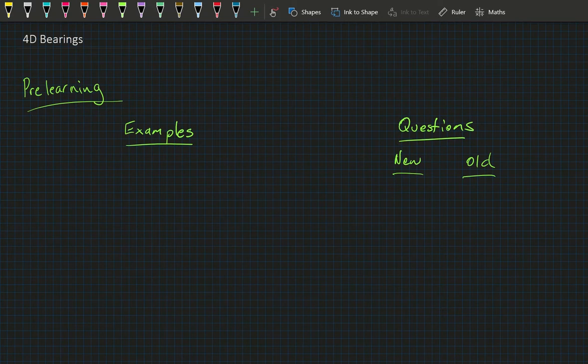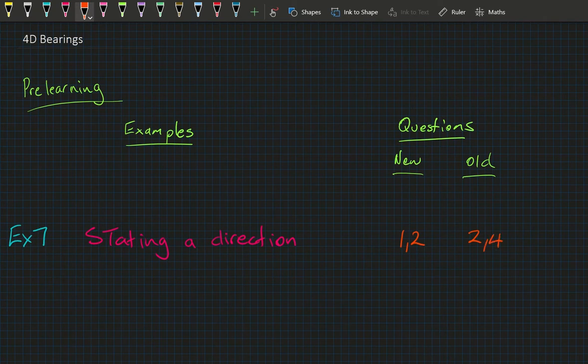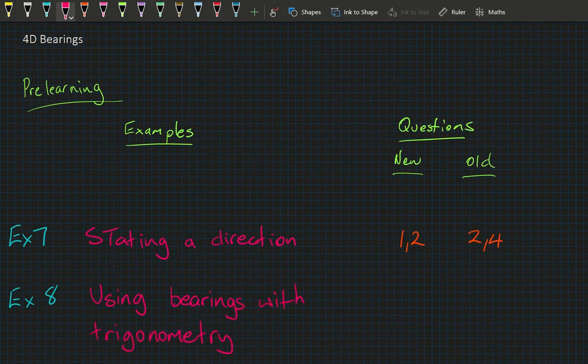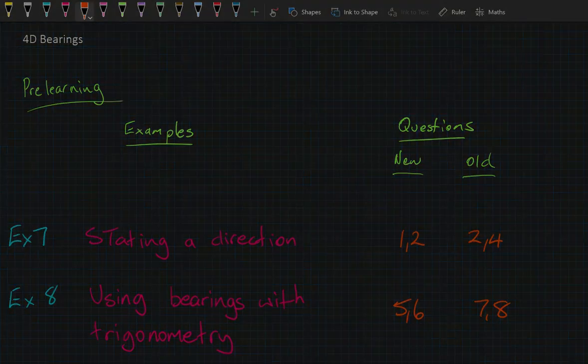In this lesson, your examples and pre-learning will be example 7, stating a direction. And your pre-learning for this will be questions 1 and 2 in the new book and questions 2 and 4 in the old book. And then with one more example, example 8, using bearings with trigonometry. And your pre-learning for this will be questions 5 and 6 in the new book and questions 7 and 8 in the old book. So let's just move straight into the introduction.